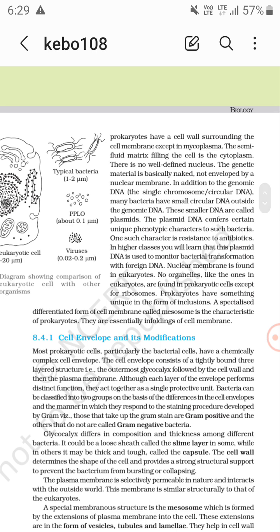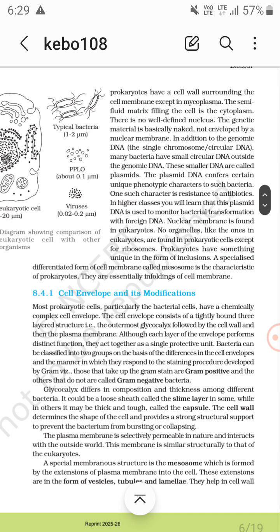Prokaryotes have a cell wall surrounding the cell membrane except in mycoplasma. Now, there is no well-defined nucleus in prokaryotic cells. They are basically naked, not enveloped by a nuclear membrane. In addition to the genomic DNA, the prokaryotes have a single chromosome of circular DNA, right?